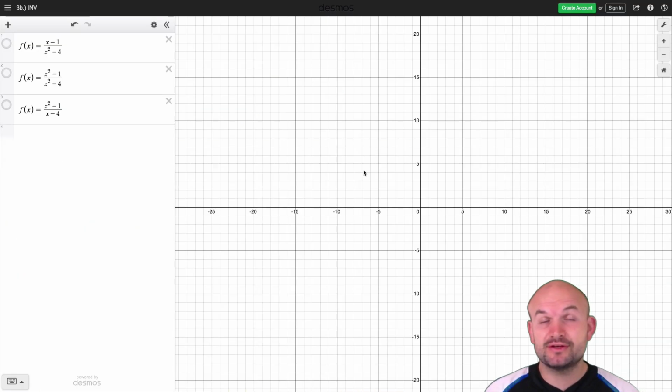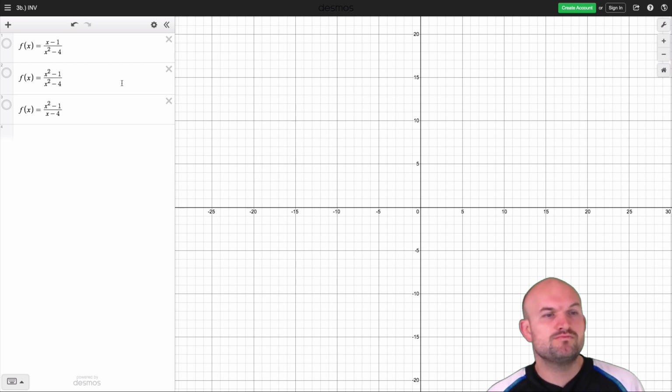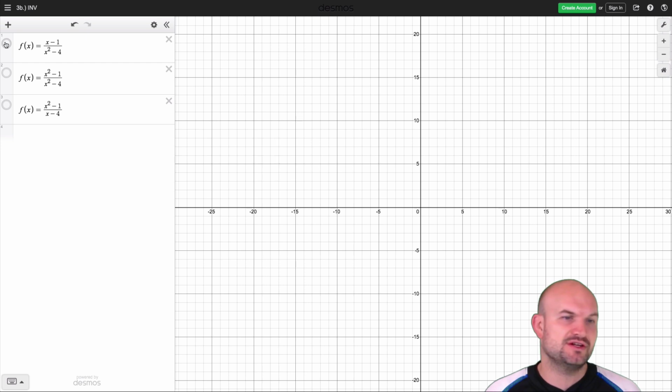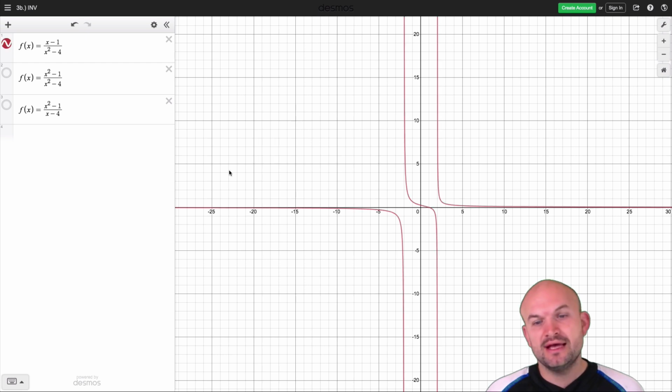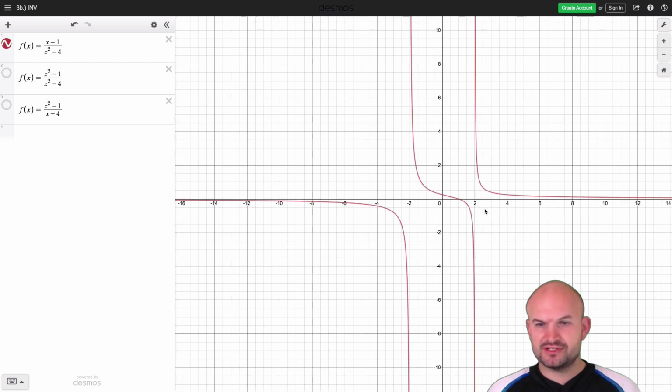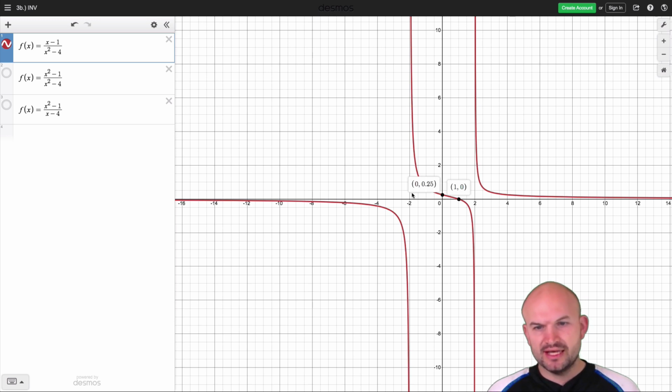Okay, so now we're looking at the graphs in Desmos. We already talked about an x-intercept at 1, vertical asymptotes at 2 and -2, and a y-intercept at 1/4. And we go and graph it. That looks like the case, right? We have an x-intercept there. There's my y-intercept. It looks like I have some vertical asymptotes at -2 and +2.